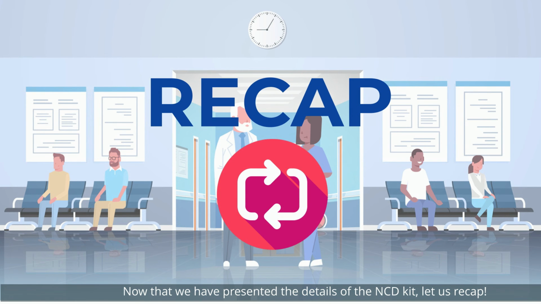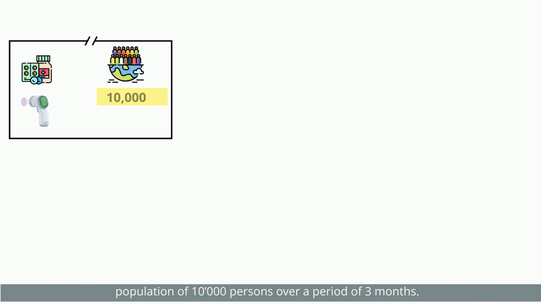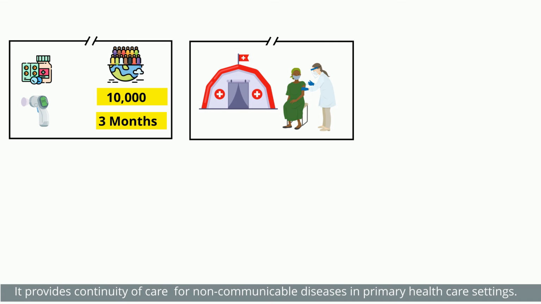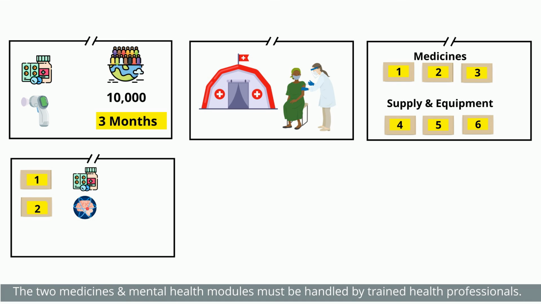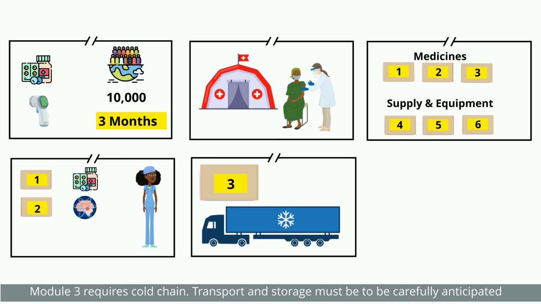Now that we have presented the details of the NCD kit, let us recap. The NCD Kit 2021 is designed to provide NCD medication, supply, and equipment for an outreach population of 10,000 persons over a period of 3 months. It provides continuity of care for non-communicable diseases in primary healthcare settings. The NCD Kit is composed of 6 modules, 3 containing medicines, 3 containing supply and equipment. The 2 medicines and mental health modules must be handled by trained health professionals. Module 3 requires cold chain.